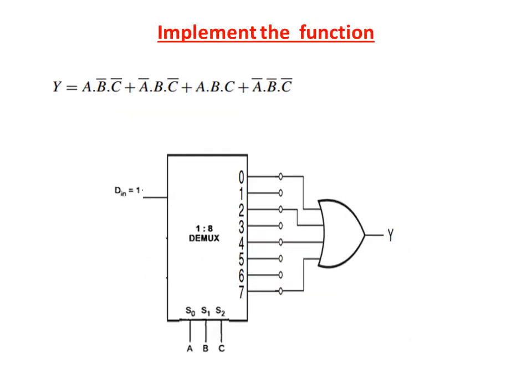Implement the following logical expression using 1:8 demultiplexer. Here the minterms 0, 2, 4 and 7 are selected and given to the OR gate. So at this position we will obtain this logical expression.